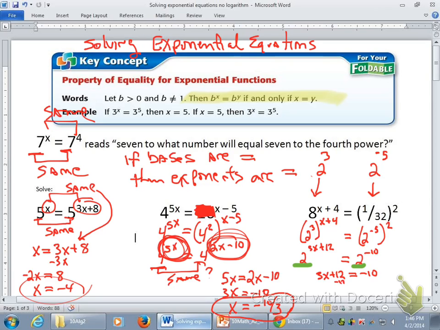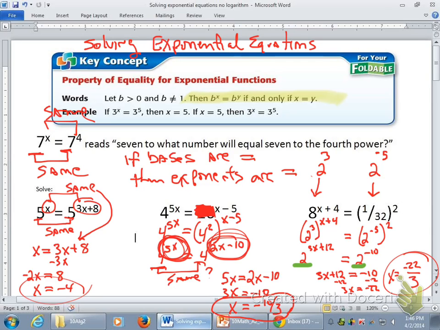Subtract the 12 from both sides. 3x will equal negative 22. And then when you divide, x equals, I'm pretty much out of room here, negative 22 over 3. And while that's a pretty ugly fraction, it will work.